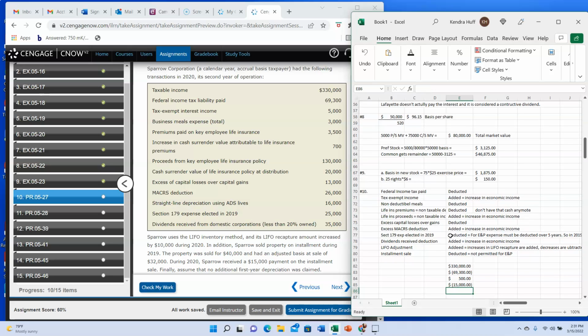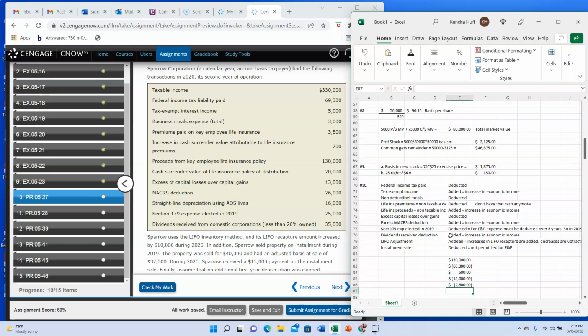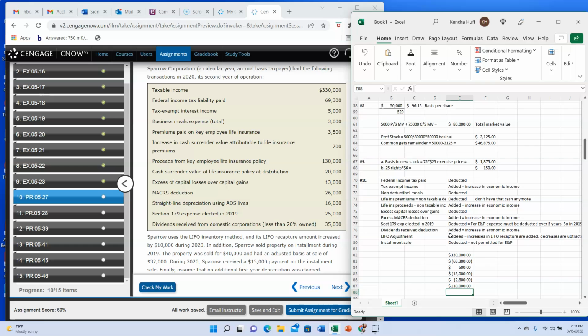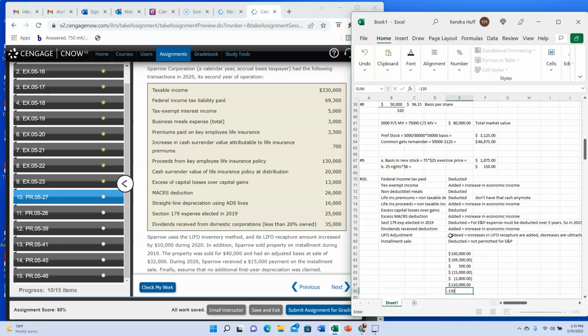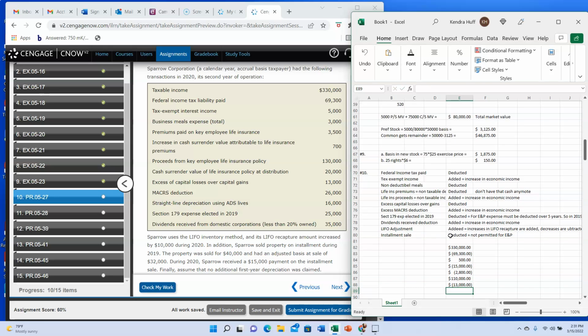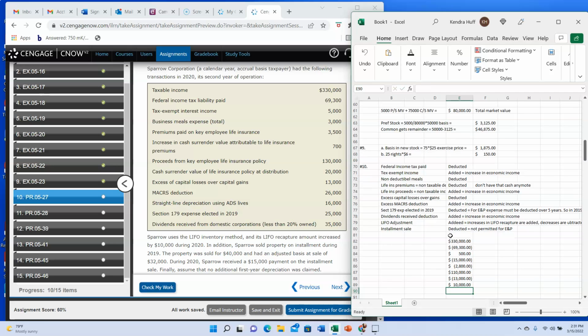The life insurance difference we have to subtract out. The premiums. The proceeds we have to add back in. Excess capital losses were 13,000. Depreciation was 10 to add back. Section 179 is 5 to subtract out.